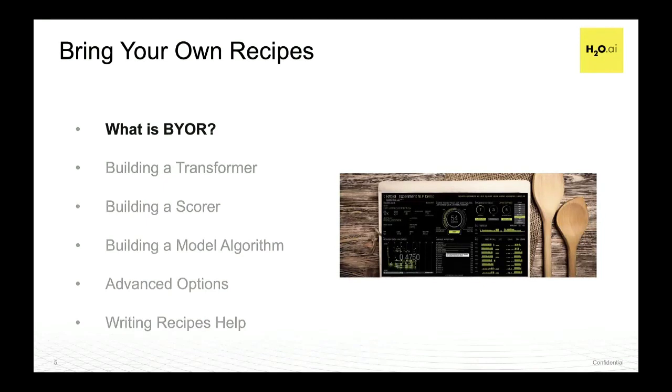So we're talking a lot about recipes. Today we're going to first get into the meat of what a recipe is, how it works, and what the value of it is. We're then going to write a transformer, a score, and a model algorithm, and talk about what's required for each of those. We'll go through a couple advanced options, and then at the end we'll talk about how you can get help from us in writing your recipes.